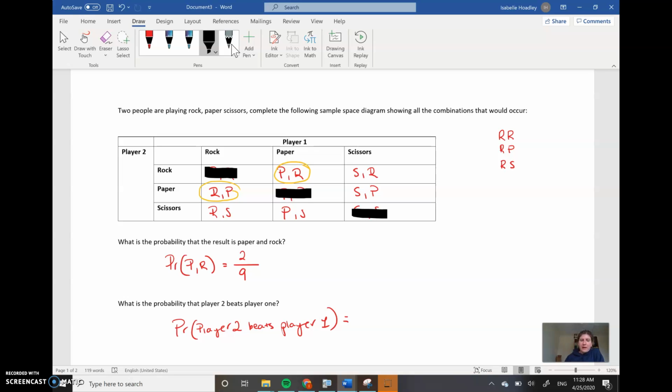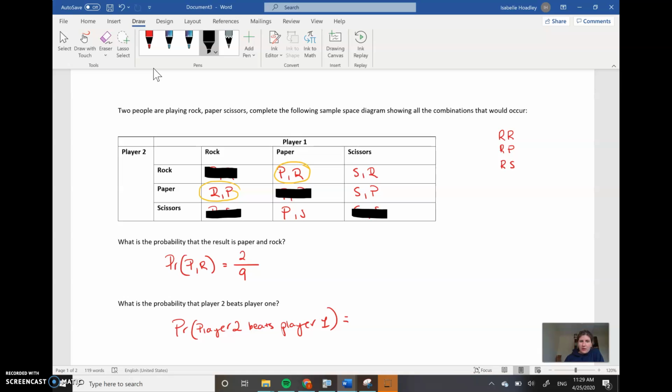Now, player 2 is going to beat player 1. For the first one, player 2 has played paper versus rock. So that one is a win. That one does give you a win. Player 2 then plays scissors versus rock, and that does not win. So we're going to cross that one out.